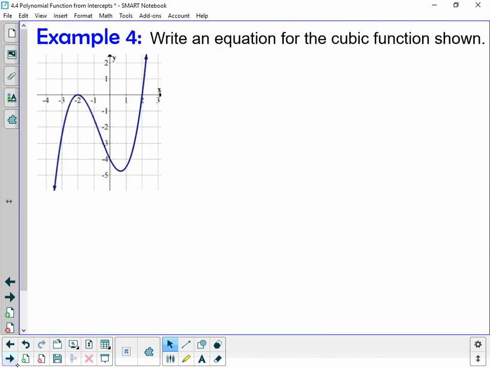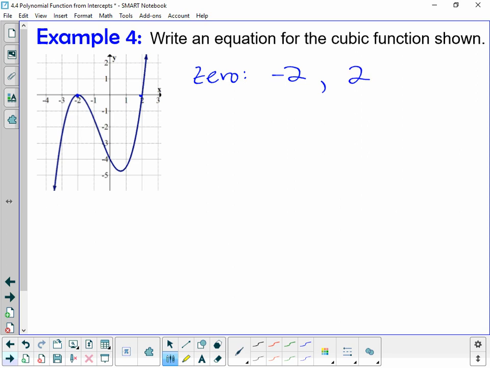Okay, last one. Here we go. Write an equation for the cubic function shown. So we have an intercept of negative 2, and we have an intercept of positive 2. Now we have to note this behavior right here. It touches and turns around. That tells me that this has a multiplicity of 2, and it's a cubic function, so we know we should have three roots.